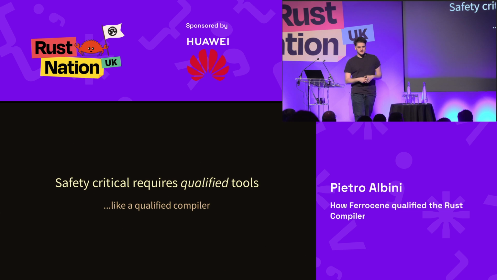You cannot just use any off-the-shelf compiler. And one of those tools is a qualified compiler. And that's what we built at Ferrosystems. We created Ferrocene, which is a qualified compiler for Rust. And in this talk, I want to go a bit into what it takes to qualify a compiler. What does it mean for something to be qualified or certified for safety critical? And what is the process?